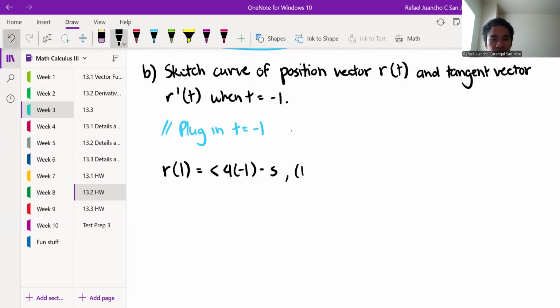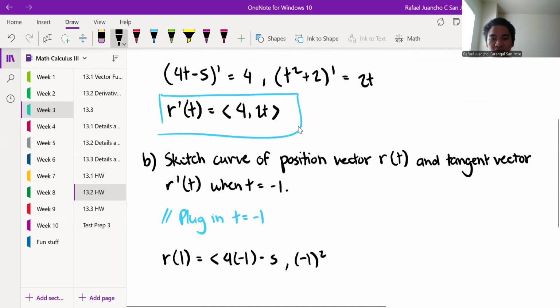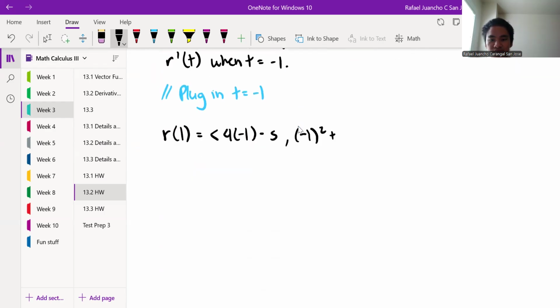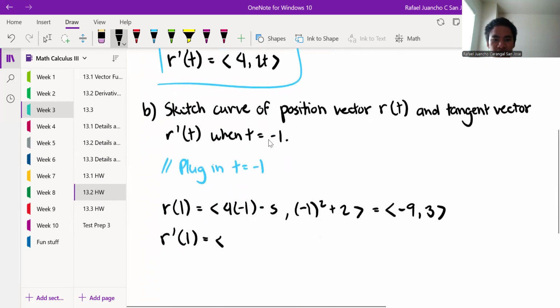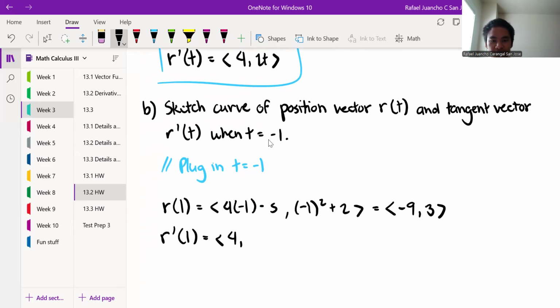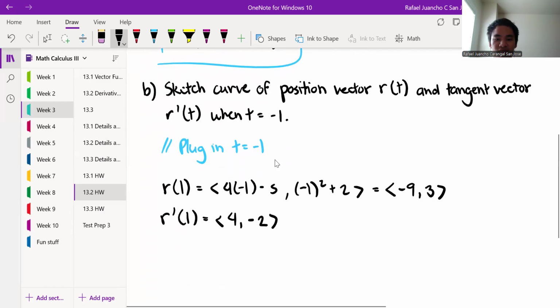Then we have -1 squared plus 2. So here I'm just plugging in. And we get -4 minus 5, so we get -9. And here we get 3. -1 multiplied by itself is +1. Add that to 2, we get 3. Then we plug in for R prime, or for our derivative. And so here that's always going to be a 4, and this is going to be -2, because we multiplied 2 by -1.